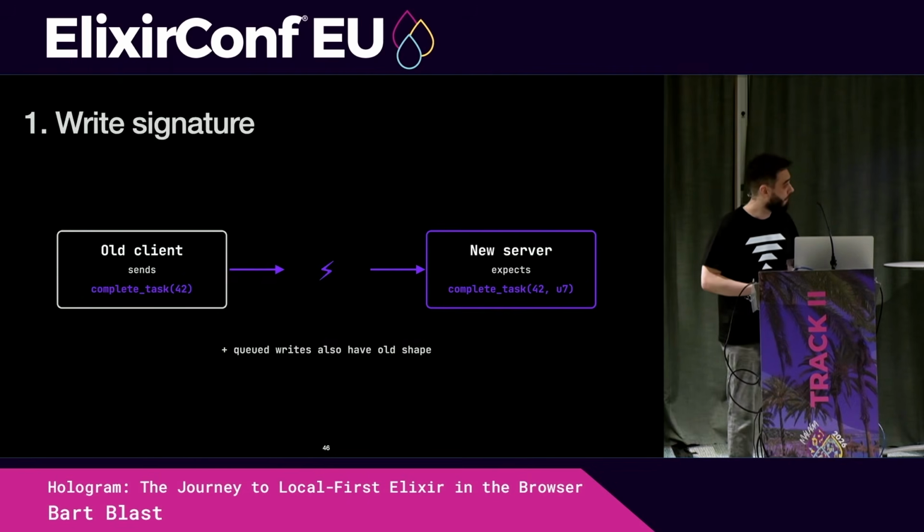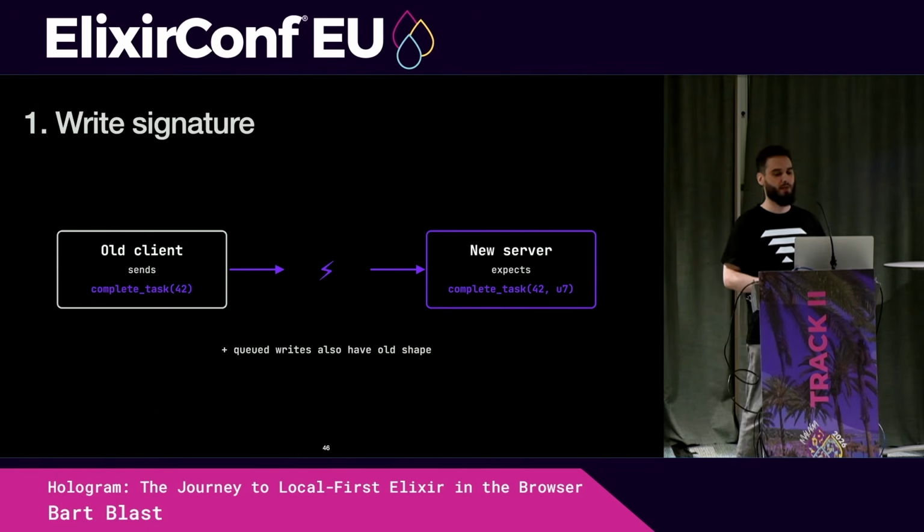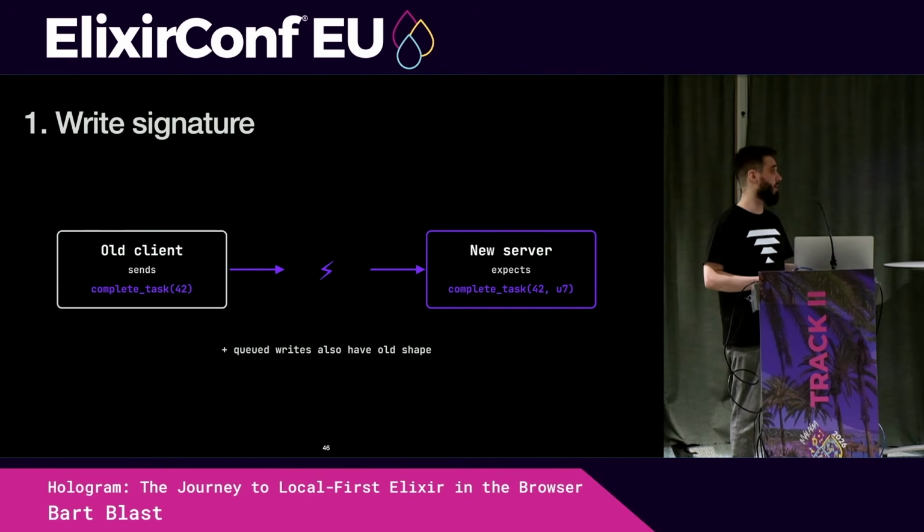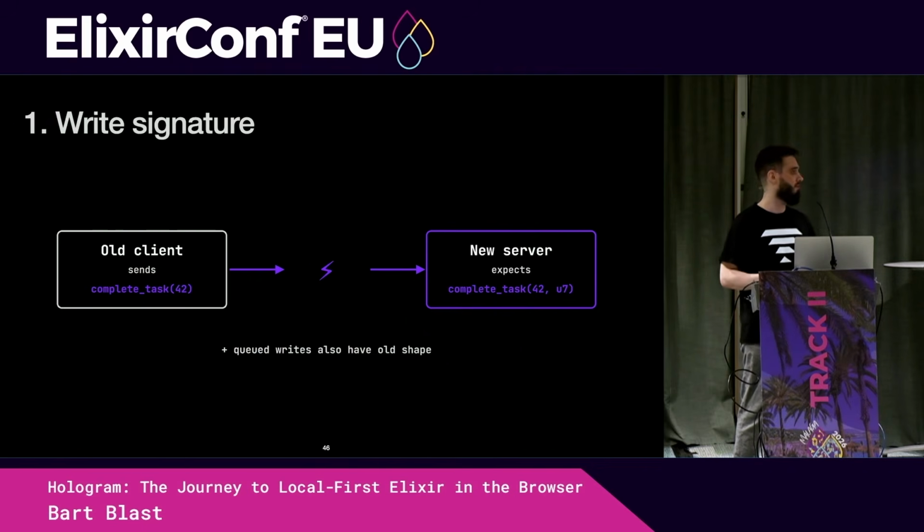1, the write signature changes. Yesterday, complete task takes a task ID. Tomorrow, it takes a task ID and a user ID. All clients send the old shape. Queued writes have the old shape. New servers expect the new shape.